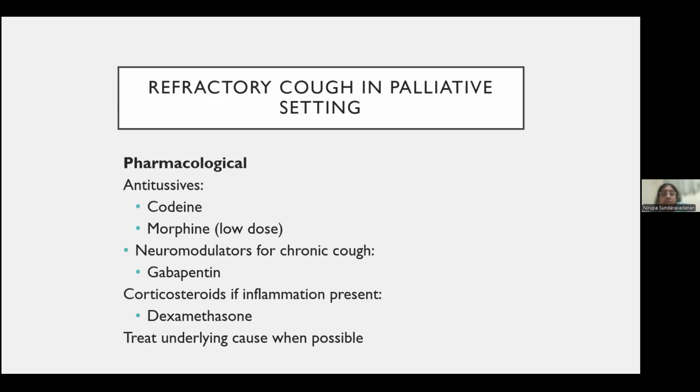Try to see the underlying cause, even if it's a huge disease that you're dealing with. Maybe there is some reversible component to that. Can that be in some way adjusted so that the cough is better?